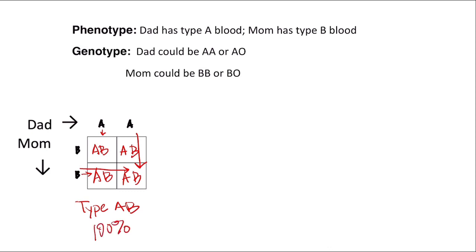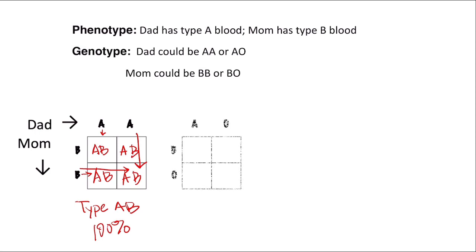Dad only has an A to give, so all of his sperm are going to have A. Mom only has B to give, so all of her eggs are going to have B. Sperm and egg come together, and every one of those combinations is going to be an A and a B, because that's all each parent has to give.